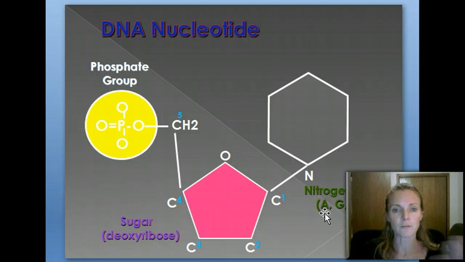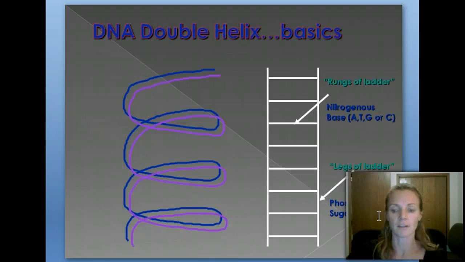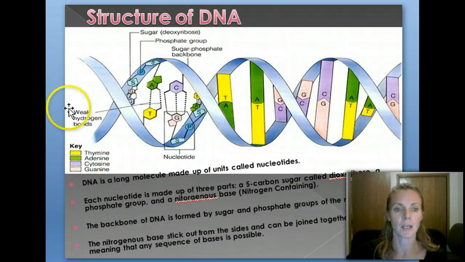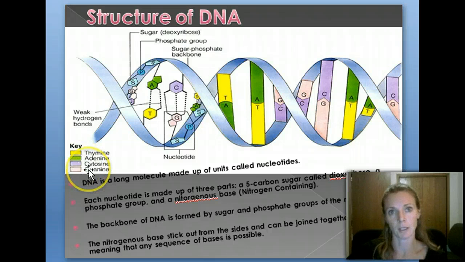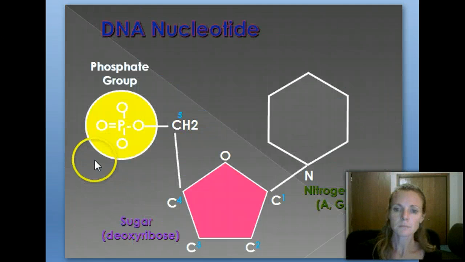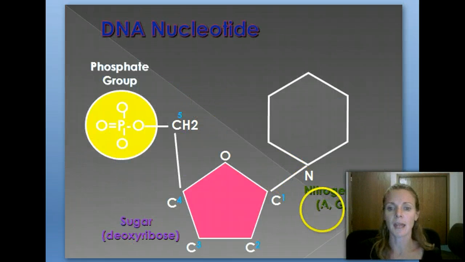There are 4 different bases when we talk about DNA: A, G, C, or T. If you go back, and you'll see these again and again, you'll notice the names of them right here. Thymine is T, adenine is A, cytosine is C, G is guanine, okay? So again, your nitrogen bases, A, G, C, T: adenine, guanine, cytosine, thymine. Okay?